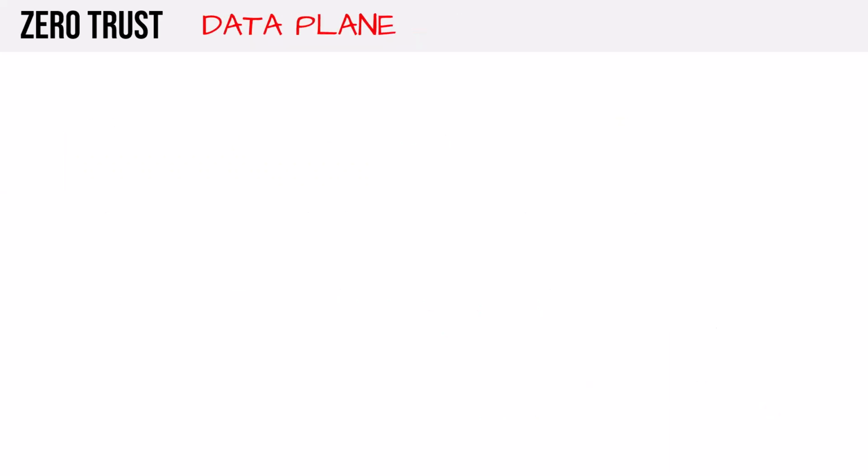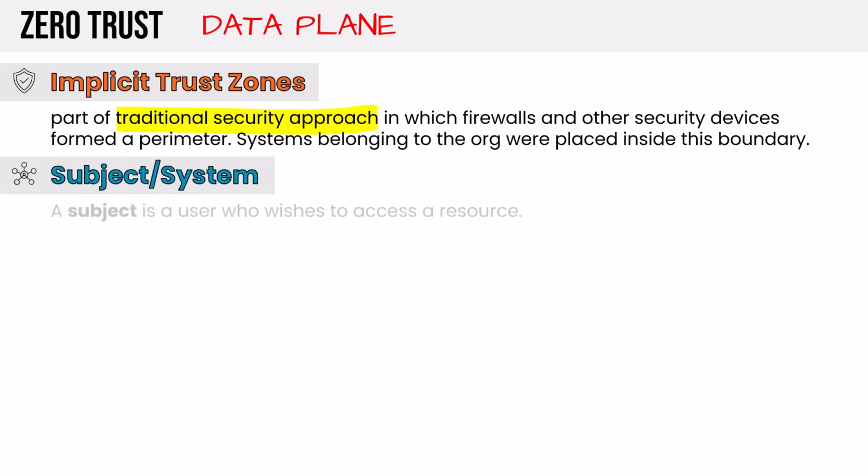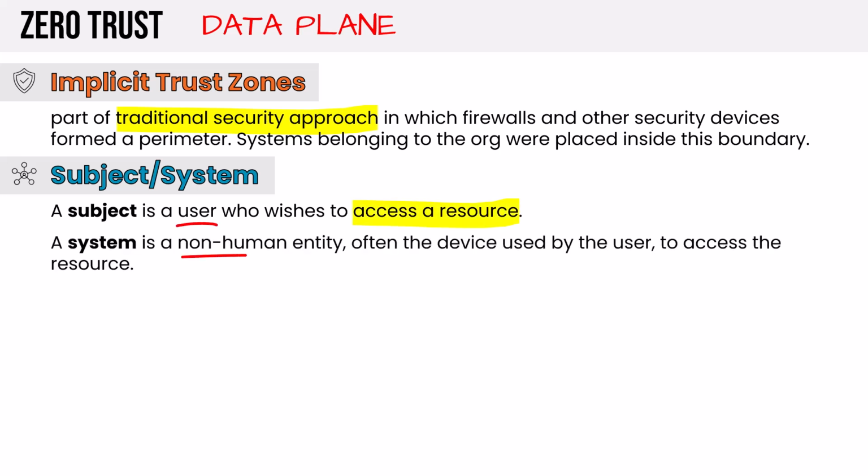Moving on to the data plane. We have implicit trust zones, which are part of traditional security approaches in which firewalls and other security devices formed a perimeter. Systems belonging to the organization were placed inside the boundary. So we see subject and system called out here. The subject is a user who wishes to access a resource, and a system is a non-human entity, often the device used by the user to access the resource.